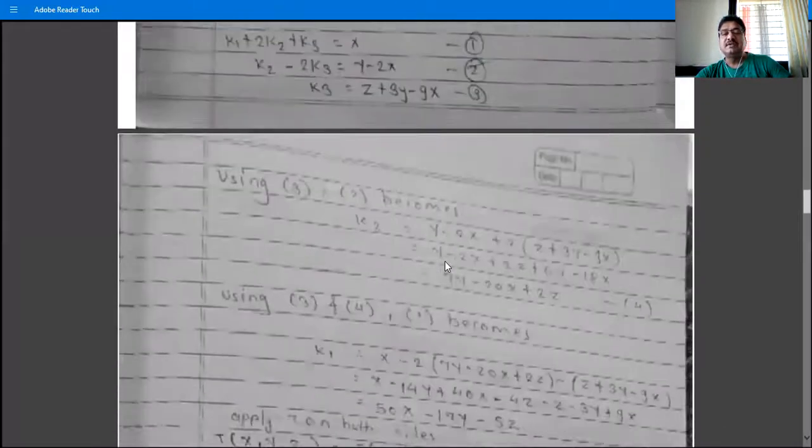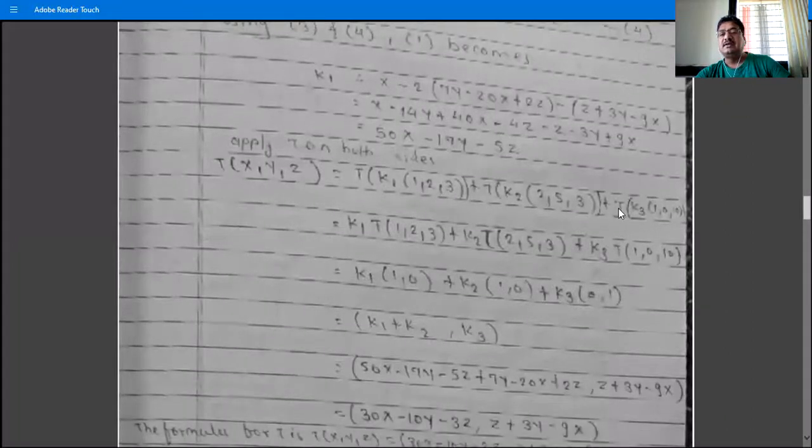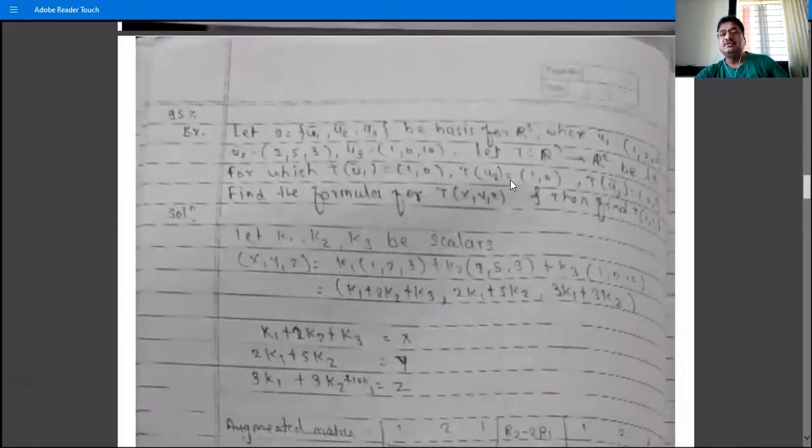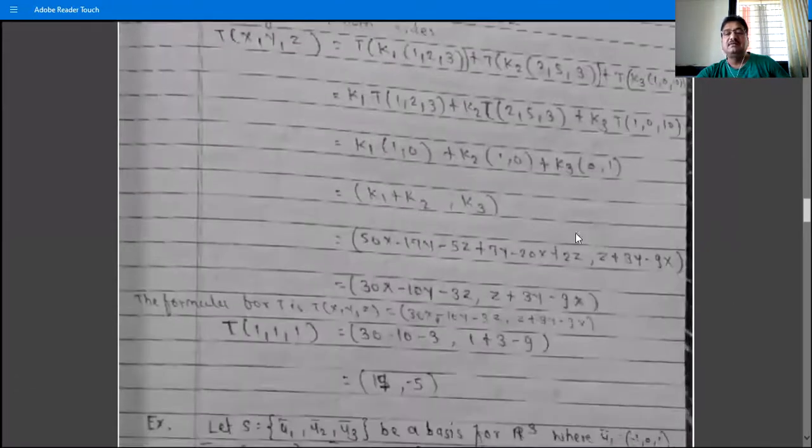And then by using the properties of linear transformation, we have T(x, y, z) = k1 T(1, 2, 3) + k2 T(2, 5, 3) + k3 T(1, 0, 10). T of u1 is given in the example, T of u2 is given, and T of u3 is (0, 1). So substitute the values, and then apply the definition of scalar multiplication and addition. We have this. And what is k1?